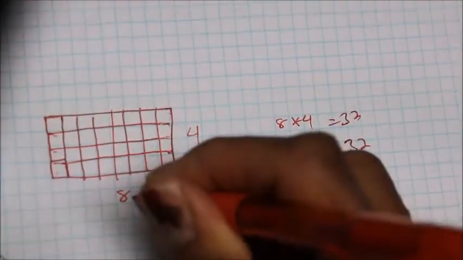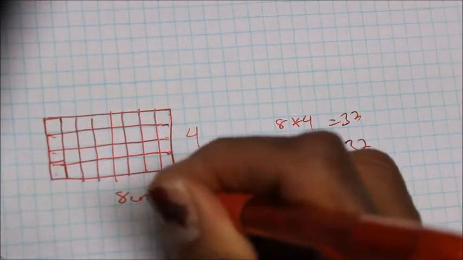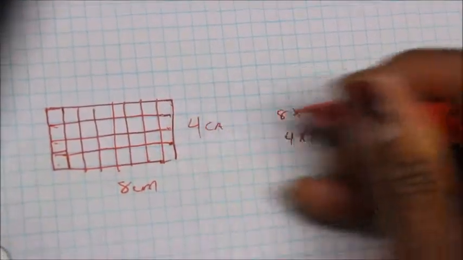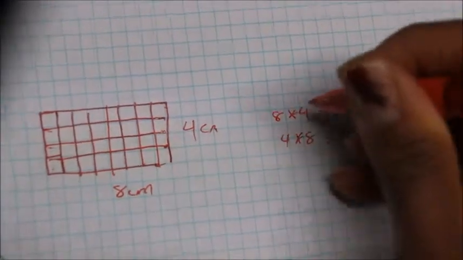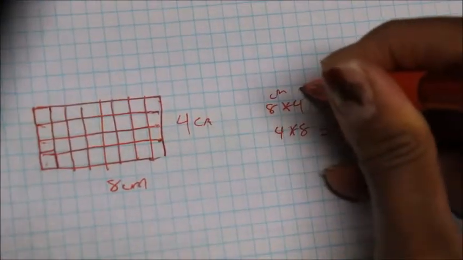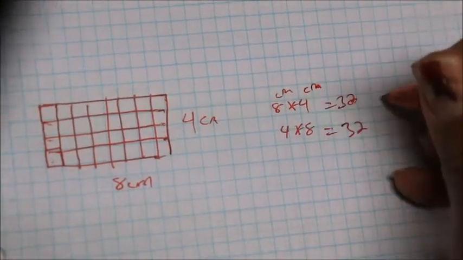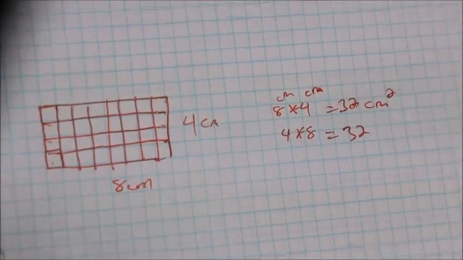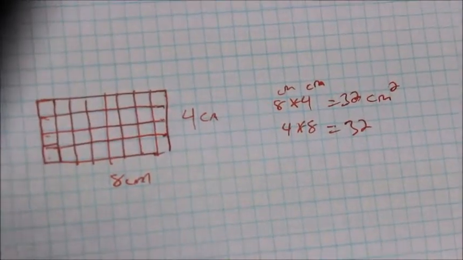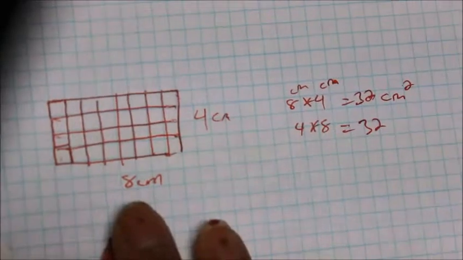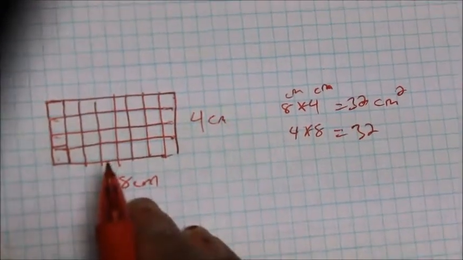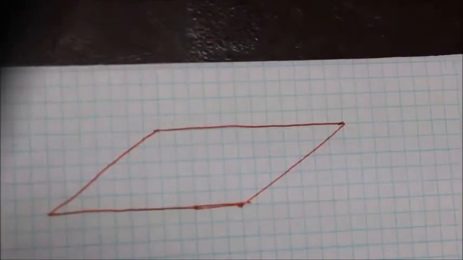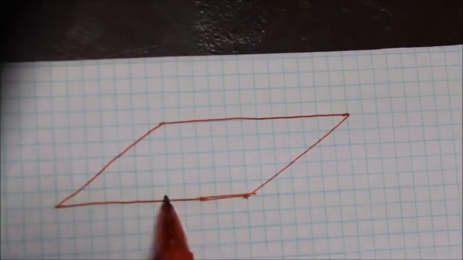So if I were to measure this in centimeters, then this would be 8 centimeters times 4 centimeters, or 32 centimeters squared. So remembering the area of a rectangle is pretty easy. What's often not so easy is remembering the area of a parallelogram.